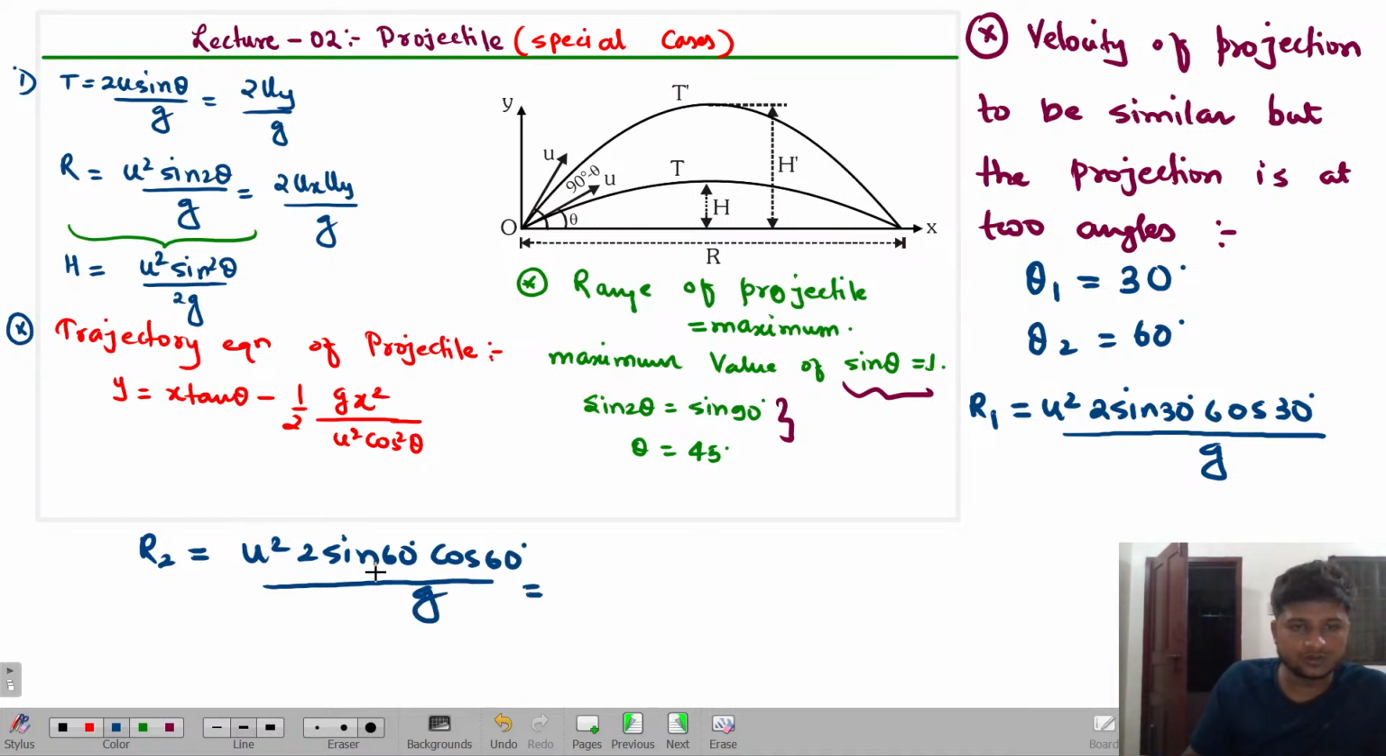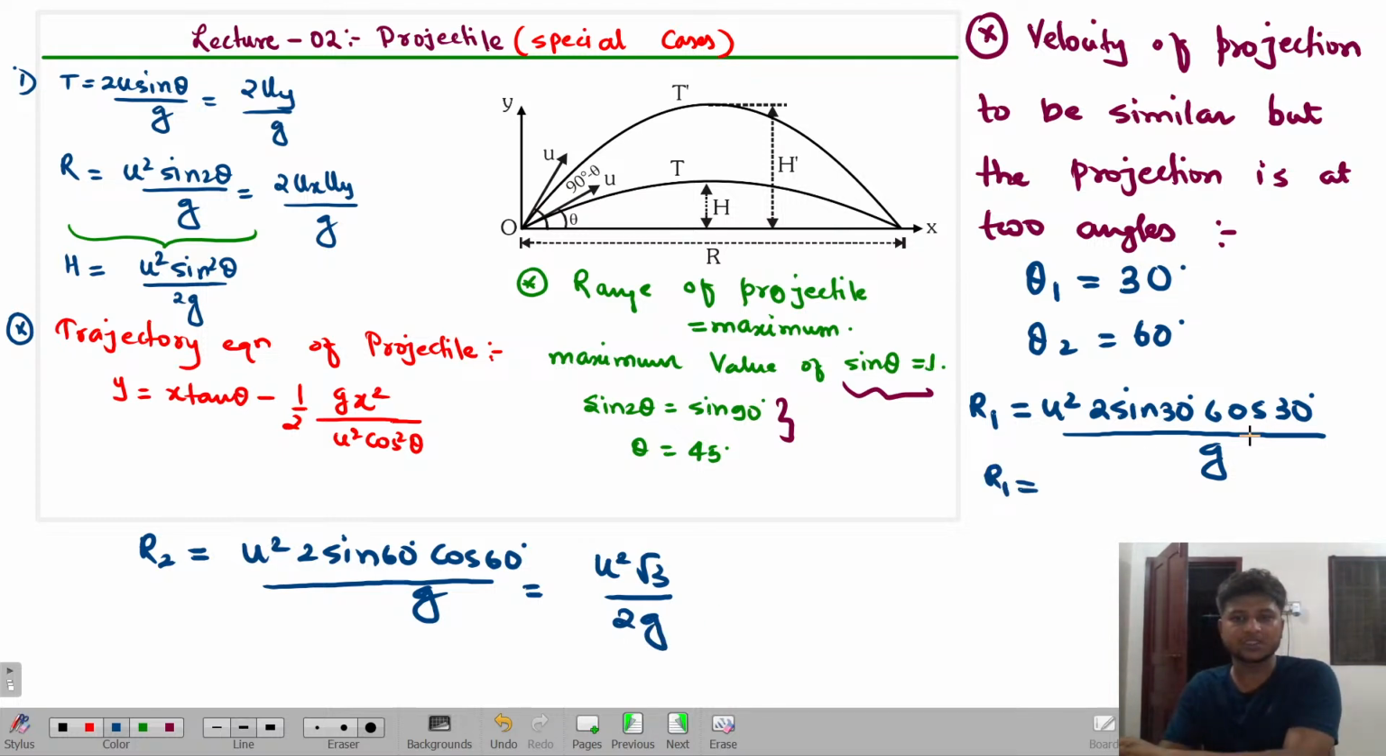What is sine 60? Root 3 by 2. Cos 60 is 1 by 2. So the 2 will cancel, and this will become U square root 3 by 2g. When you calculate this one also, it is the same. Sine 30 is 1 by 2, but cos 30 is root 3 by 2. So this is also U square root 3 by 2g.